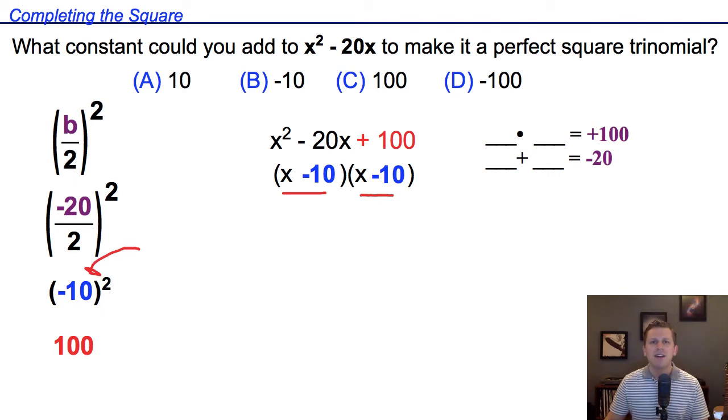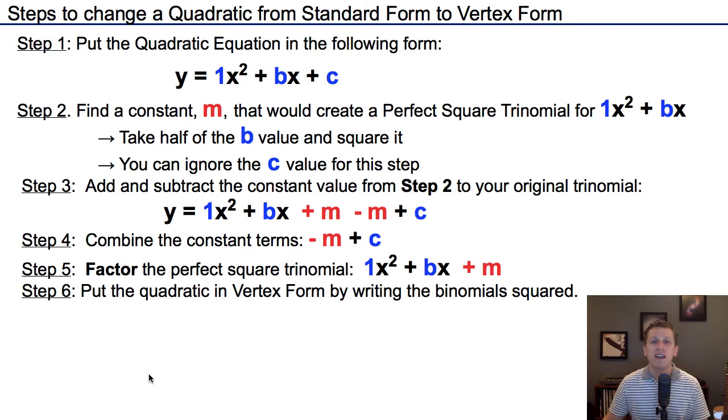Now that we've learned how to create perfect square trinomials, let's use that information to change quadratic functions from standard form to vertex form. These are the steps to change a quadratic function from standard form to vertex form. The first step is to put the quadratic equation in the following form. It's very similar to standard form, but the coefficient of your x squared term needs to be 1.